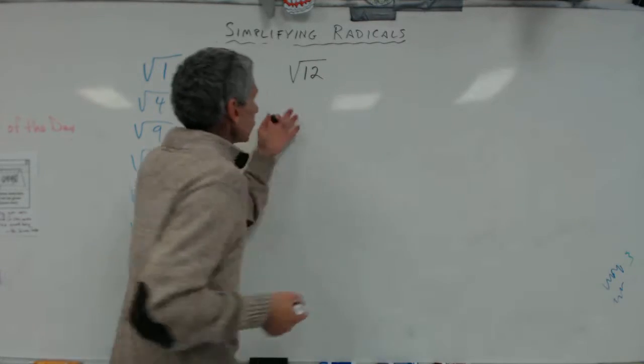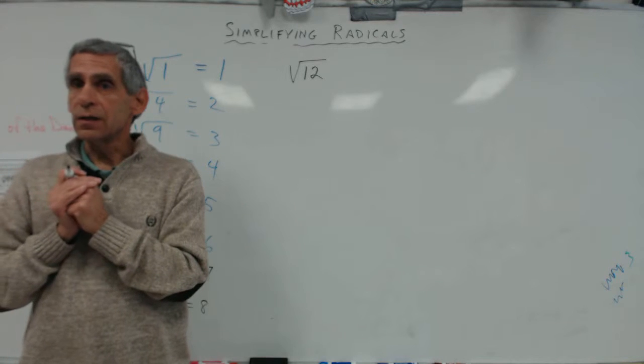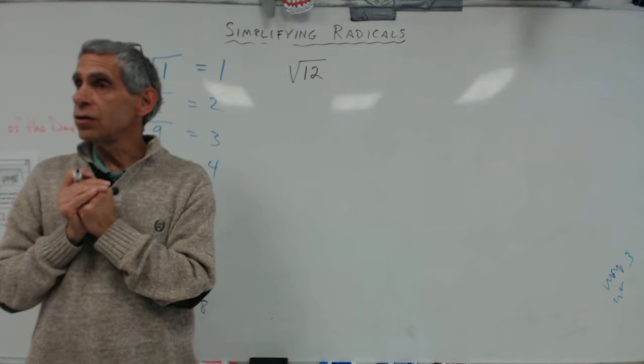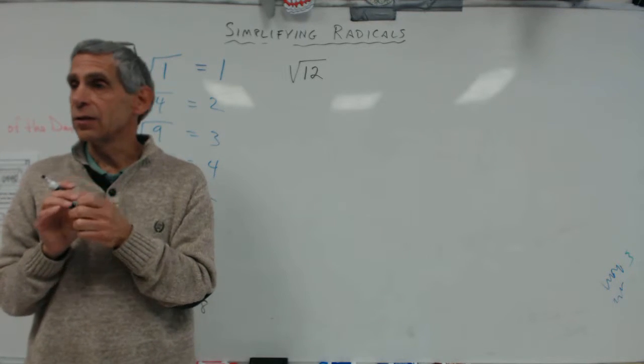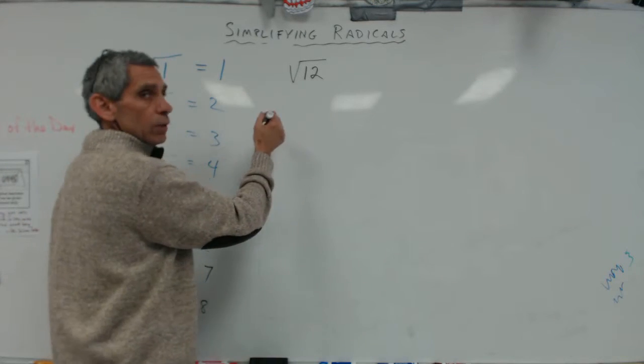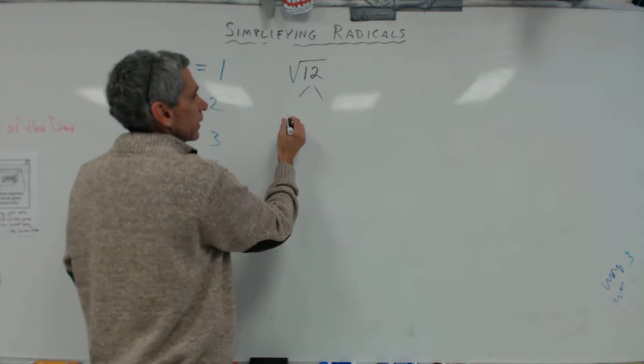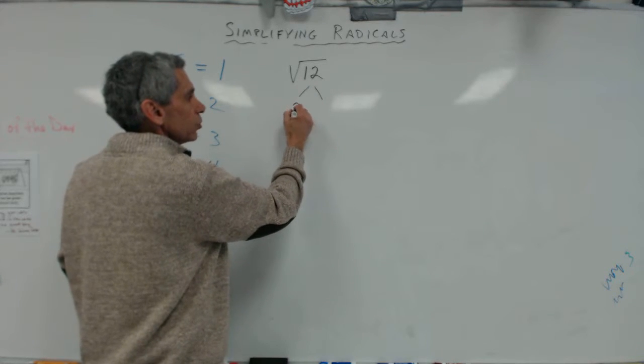Okay, so the square root of 12. The key to this is, one way to solve these is to use a tree factorization. You guys remember how to factor by trees? Yes. I made the tree. So, let's do it. If I do a tree like this, 12 is the same as 2 times 6.